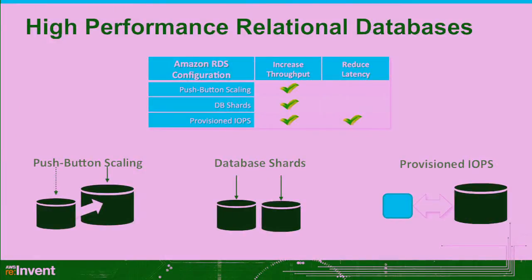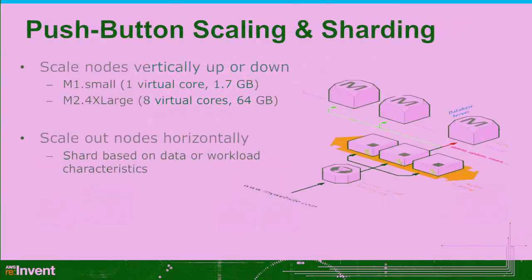The three techniques that I have on the slide will help you with increasing throughput. The first one is push-button scaling. The second one is database shards. And the third one is provisioned IOPS. Provisioned IOPS will also help you with decreasing latency. Let's look at it in detail over the next couple of minutes.